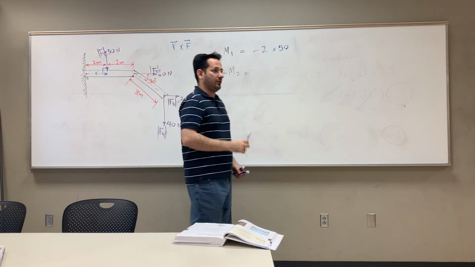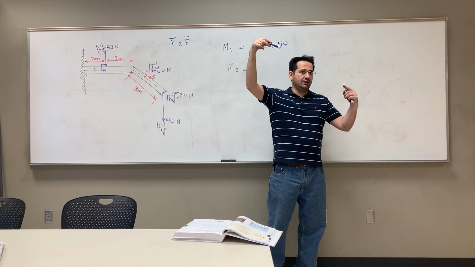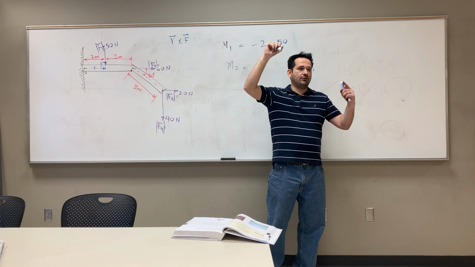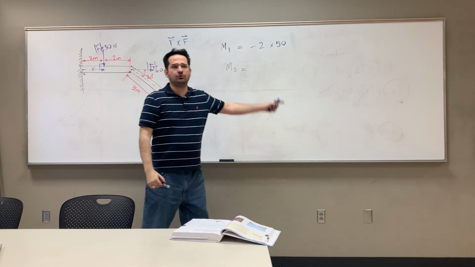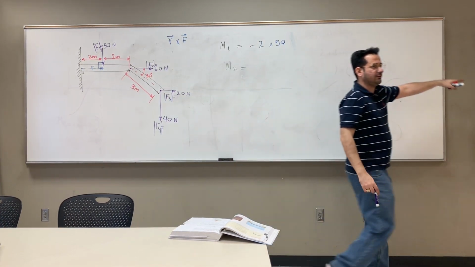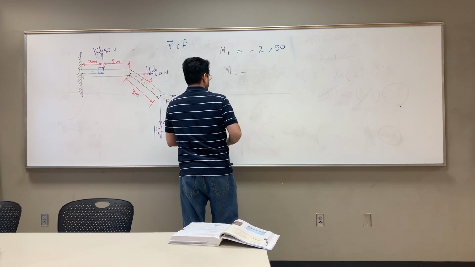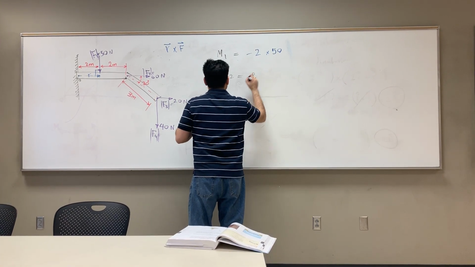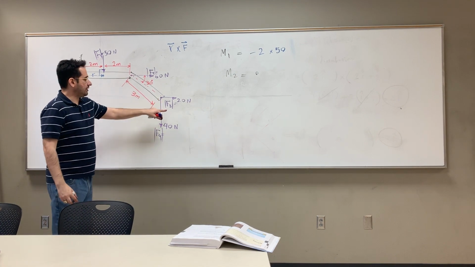So this is the key point. When you see a force passing through the reference point, the moment generated by that force is 0. You don't even bother to put a determinant or do this kind of thing or move it, whatever, right? So M3 is 0, right? Now let's go to force number 3.